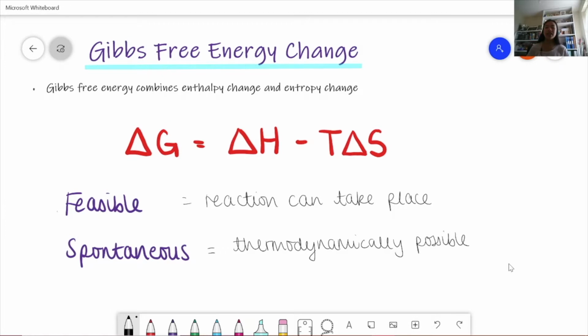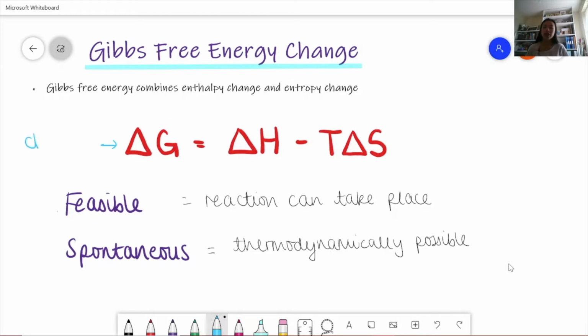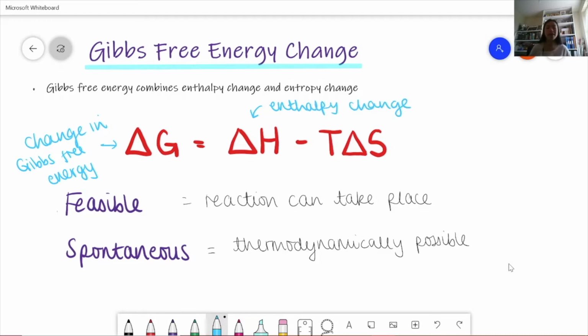So Gibbs free energy combines enthalpy change and entropy change. So this is an equation we have for Gibbs free energy. So delta G is the change in Gibbs free energy. The delta H is enthalpy change, as we've already learnt. And then the T stands for temperature. And then the delta S is the entropy change.